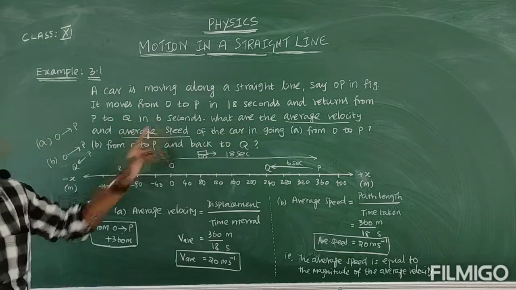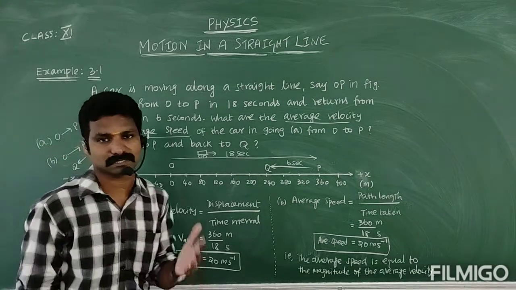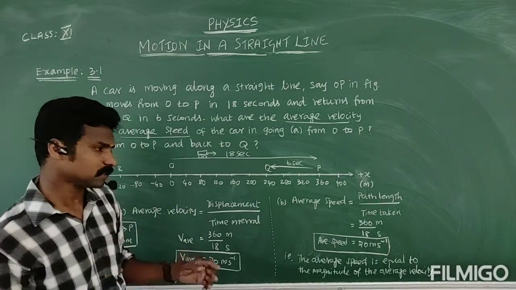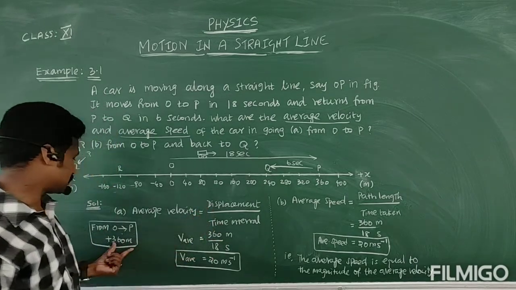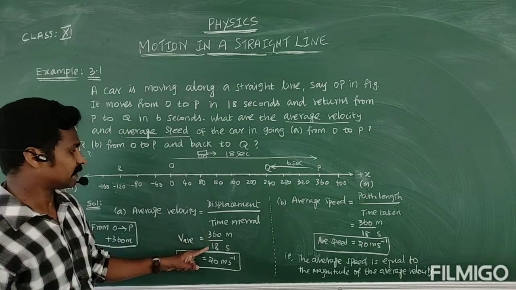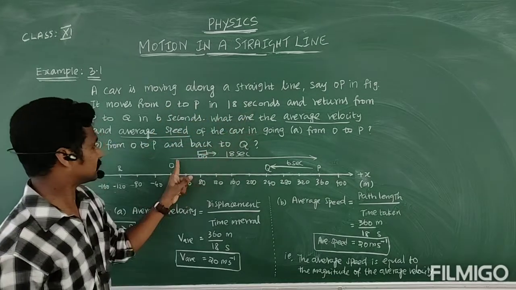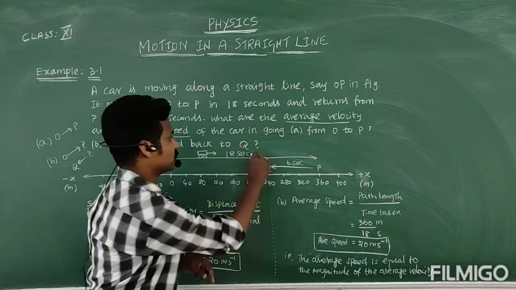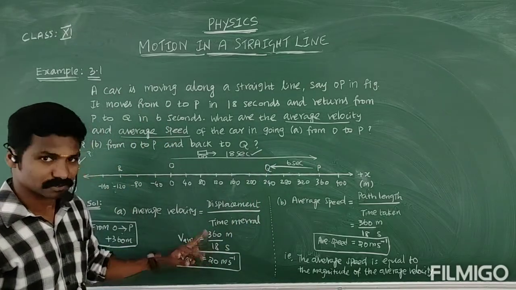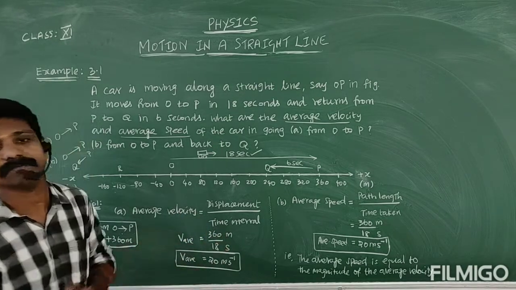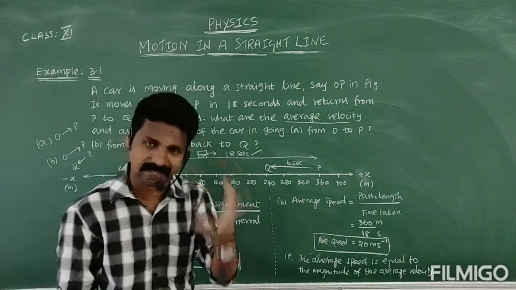First let's find the average velocity and then the average speed. The average velocity formula is displacement divided by time interval. The displacement is 360 meters, and the time interval is 18 seconds. So 36 divided by 18 is 2, and with the extra zero, it is 20 meters per second. So 20 meters per second is the average velocity.